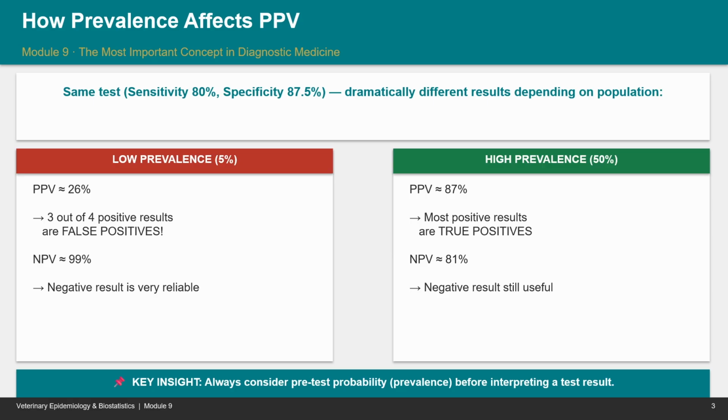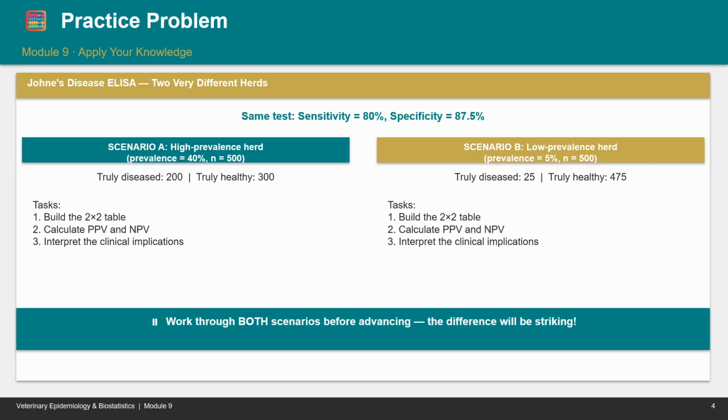This is why you should always consider the pre-test probability, the prevalence in your specific population, before interpreting a test result. This problem really drives home the prevalence effect. We're using the same test, same sensitivity, same specificity, but applying it to two very different herds. Work through both scenarios and compare your PPV and NPV values. The difference will be striking.